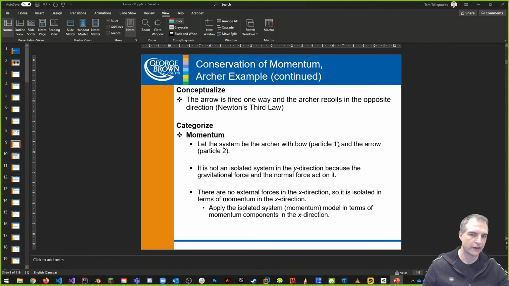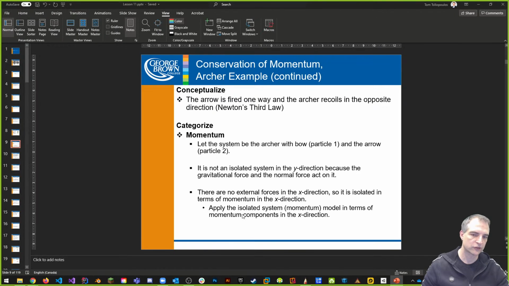So we'll conceptualize. The arrow is fired one way, and the archer recoils in the opposite direction. Newton's third law. For every action, there is an equal and opposite reaction, right? Which is where this idea of response comes into play. So again, from momentum, let the system be the archer with the bow. That's particle 1. And the arrow is particle 2. Two different things here. It is not an isolated system in the y direction because the gravitational force and the normal force act on it. We're talking about the arrow.